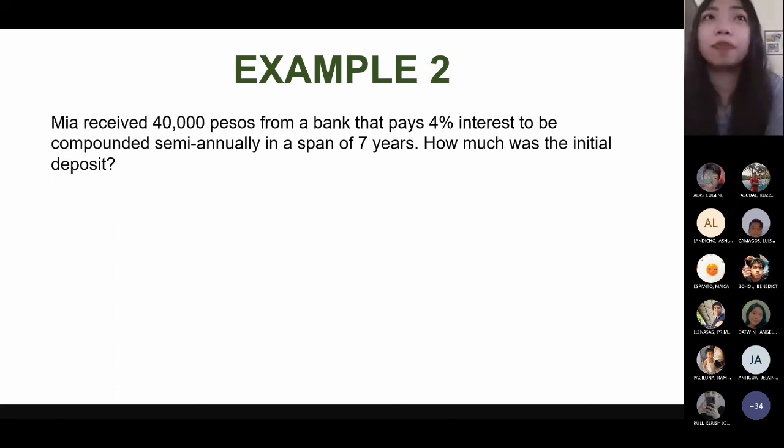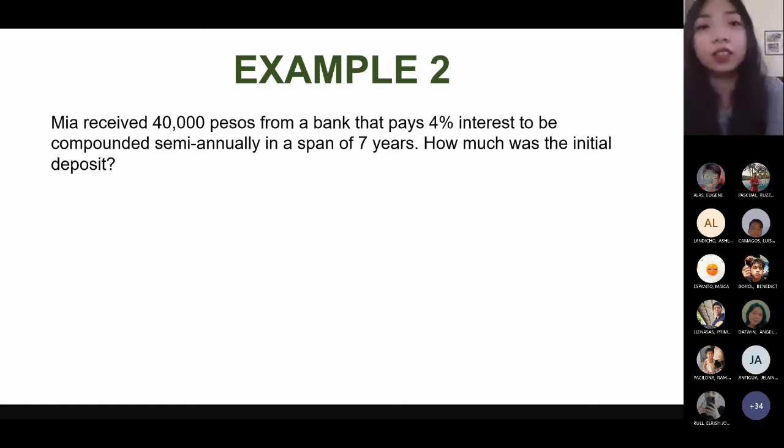Ibig sabihin, is this P or F? Since nakuha na ni Mia yung kanyang investment after 7 years, 40,000 pesos. Ibig sabihin, instead of the principal amount, given na tayo ng maturity value. So we have F that is equal to 40,000 pesos dahil dun sa word na received. Okay? From a bank. So, that pays 4% interest.